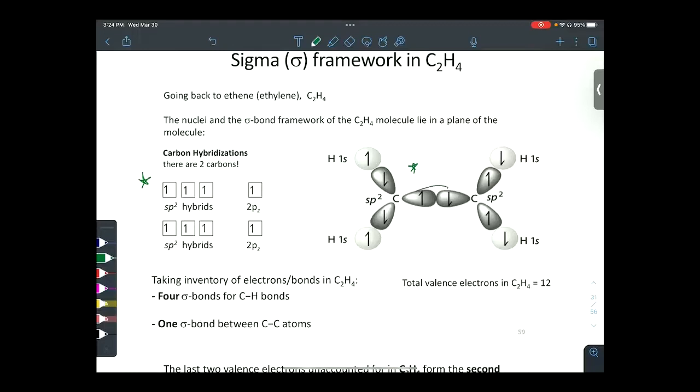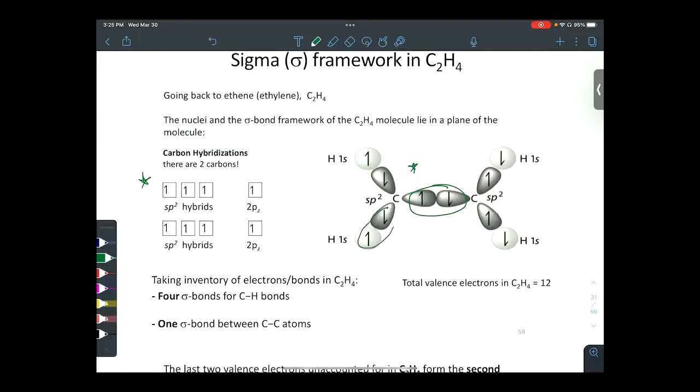We see that one of the bonds that are made, those electrons that are shared, are between the carbon and carbon atoms themselves. So this interaction between two hybrid orbitals, is this a sigma interaction or a pi interaction? Sigma, because the two orbitals are going head on at one another. All right.